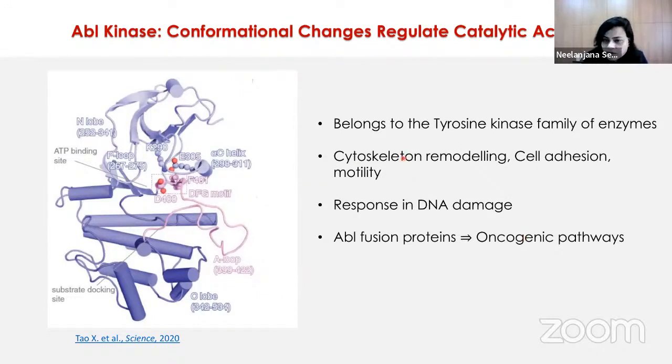You have cytoskeleton remodeling. It can respond to DNA damage, being a kinase. It belongs to the SRC family of kinases. You can have fusion proteins and it can trigger oncogenic pathways. So essentially we really need to know what the transition states are between the active and the putative inactive states.